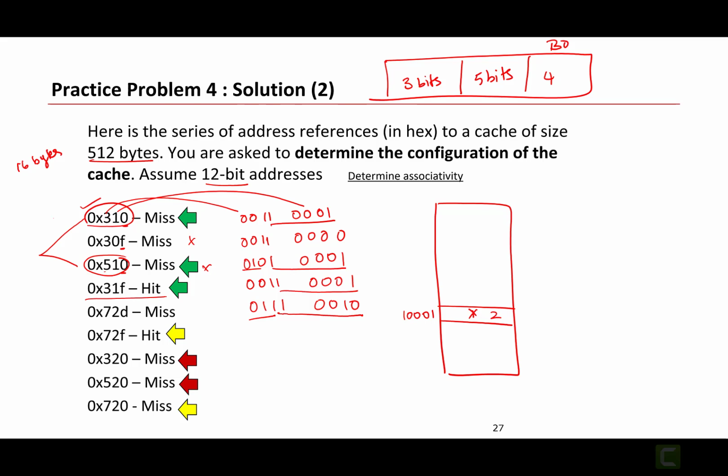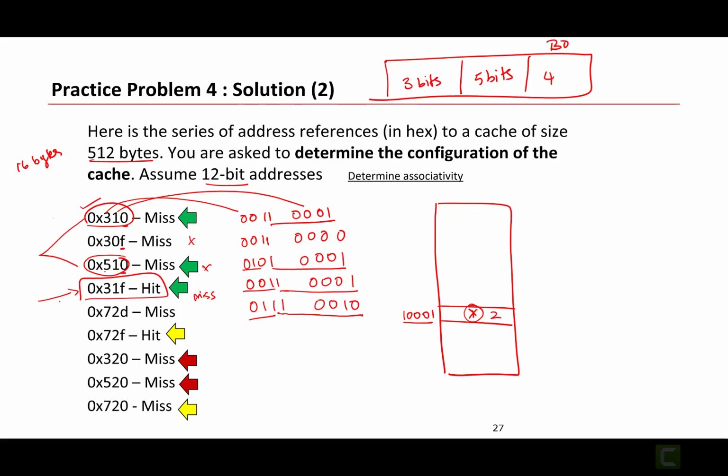And then for this access, again the set index is the same, but the tag is 1, which I had evicted, so it would be a cache miss. So if I use a direct mapped cache, this access would be a cache miss, and that's a contradiction. Therefore I can rule out that my cache is a direct mapped cache.